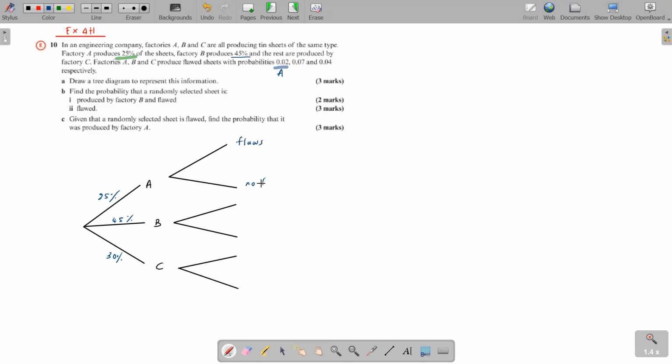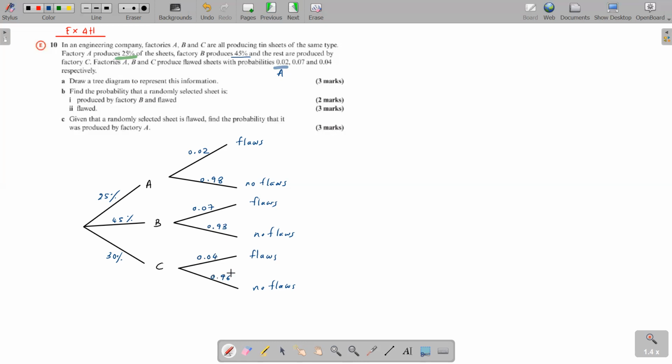There are flaws and no flaws. So this is it. Okay, so this happens for all three factories. All three factories now have faulty products and products that are not faulty. So in A, the probability of getting a faulty product is 0.02, which means automatically it's a good product is 0.98. Factory B producing a faulty sheet is 0.07, so 1 minus 0.07 is 0.93. The next one is 0.04, so 1 minus that is 0.96.